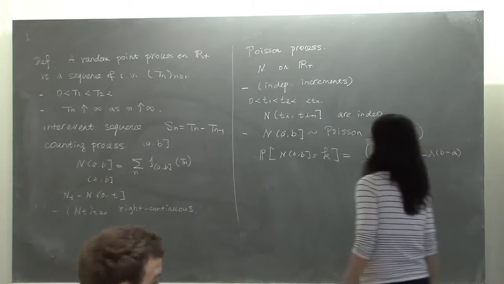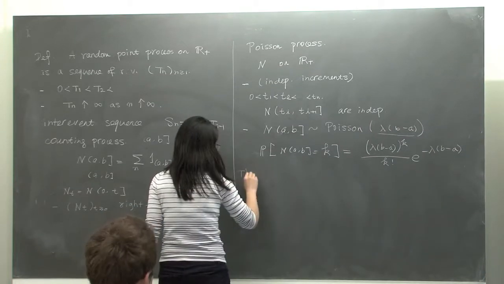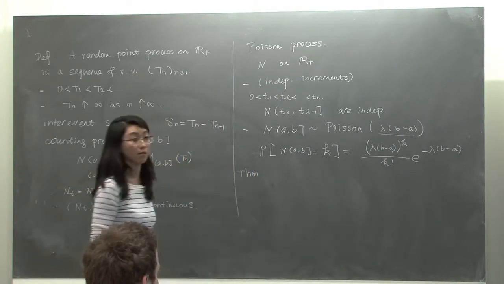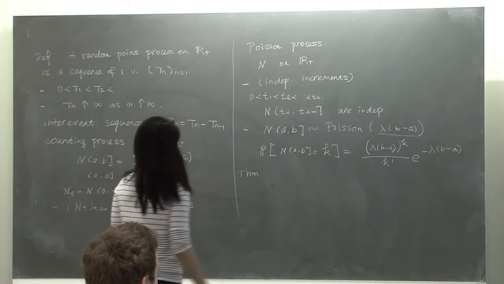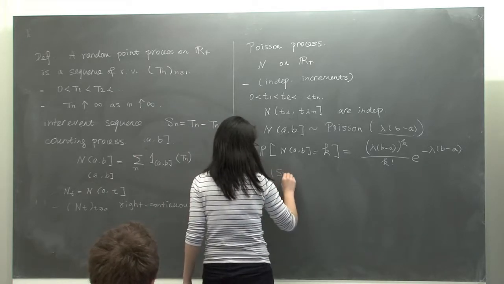The first property we derive is about the inter-event sequence of this random process. So consider we have a Poisson process, and Sn is the inter-event sequence.